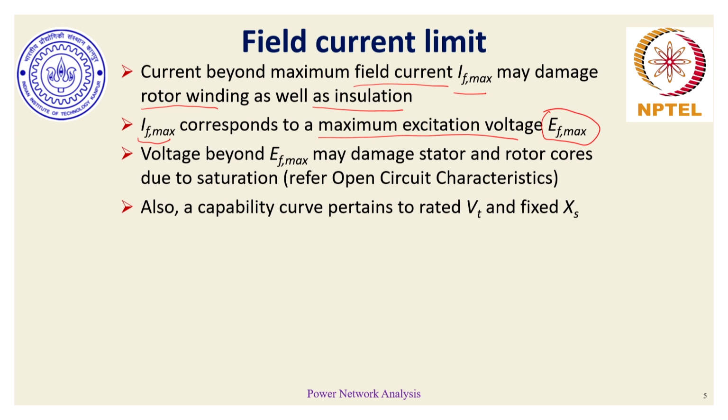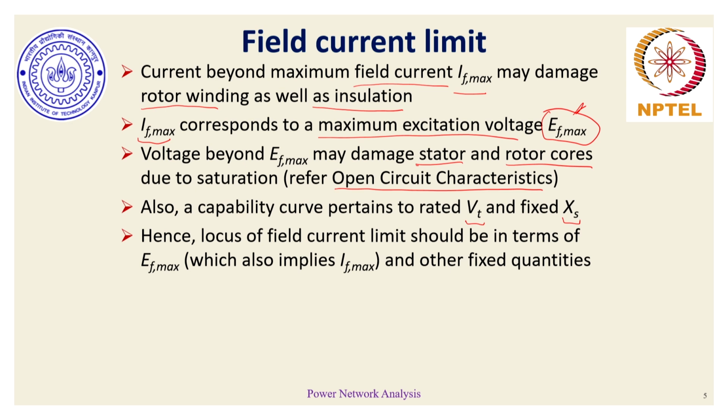The reason why any operation beyond the maximum induced EMF is prohibited comes from the open circuit characteristic of the synchronous generator. If any point is operated beyond the saturation point on the open circuit characteristic, it may damage the stator and rotor cores and affect their magnetic properties. And as already discussed, every such limit, the field current limit, armature current limit or steady state limit, has a locus that pertains to a fixed terminal voltage and fixed synchronous reactance for a negligible armature winding resistance cylindrical pole synchronous generator.